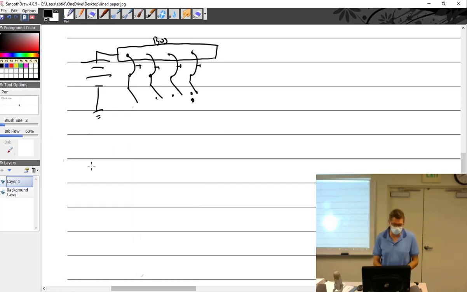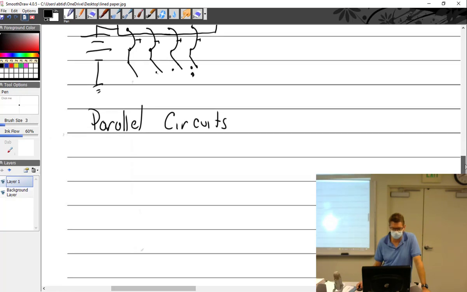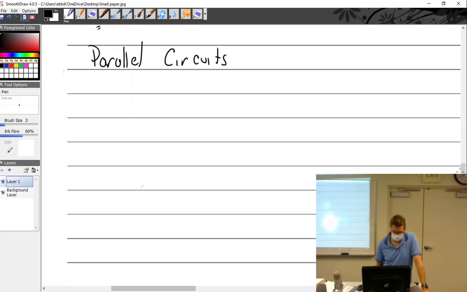All right, so parallel circuits. That's why I want parallel circuits. Is this still Kirchhoff's law? It will be in a second. All right, so parallel circuits, what are we going to say? Well, we still have some of the same requirements.